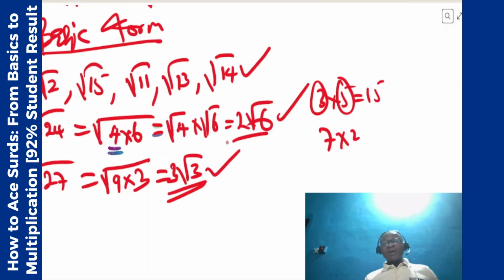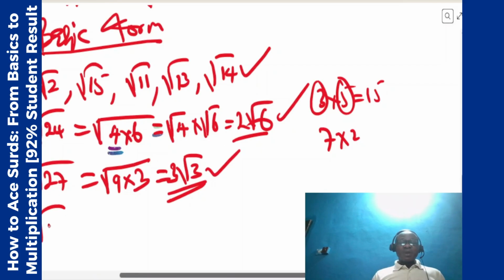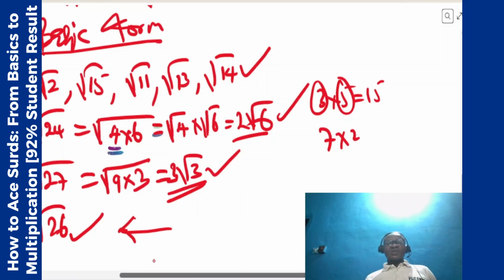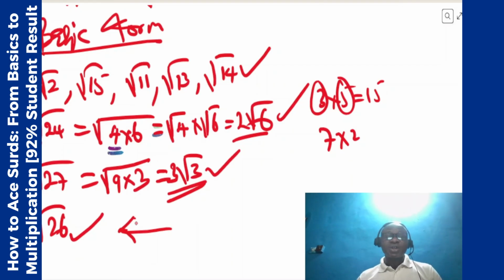You understand? But when I give you something like to simplify square root of 26, do you think it can work? No, sir. It cannot work because the factors of 26 are 13 and 2. 13 has no square root and 2 has no square root. So this is in its basic form. Nobody can tell you how to simplify this square root of 26. So this now explains the basic simplification of surds when you are given single surds and you are asked to simplify them in their simplest form.